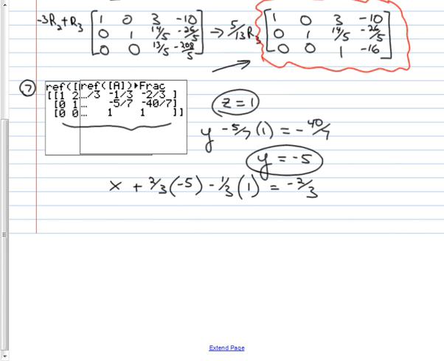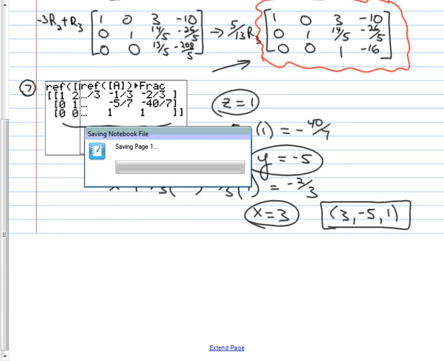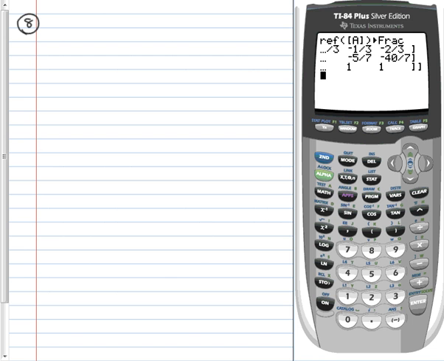All right, so let's see if we can do this. This would be negative 10/3 minus 1 more, so that's negative 11/3. So if I add 11/3 to negative 2, I get 9/3, which is 3. So the answer is 3, negative 5, 1. So we used our augmented matrix to work that one out. So let's try number 8. You guys enter it, run it through. You'll probably be faster than me.